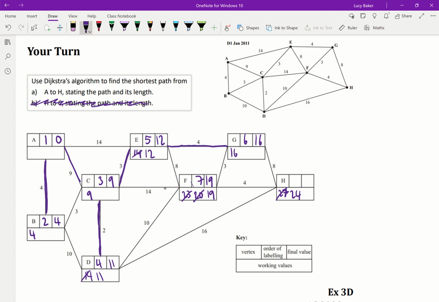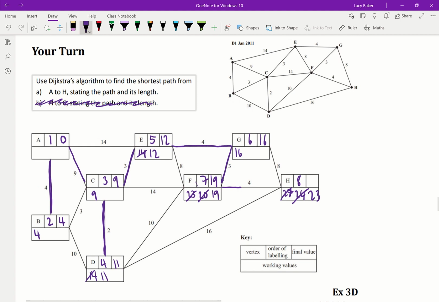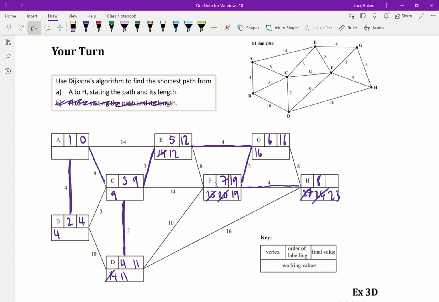And then finally, if I go along this arc of 4 from F to H, I can get there in a total distance of 23, which is the quickest or the shortest way so far out of all the paths. Sorry, I went from G to F down here. So when I label H with an 8, the shortest distance from A is going to be 23, and that's by travelling along this path from F to H over here.